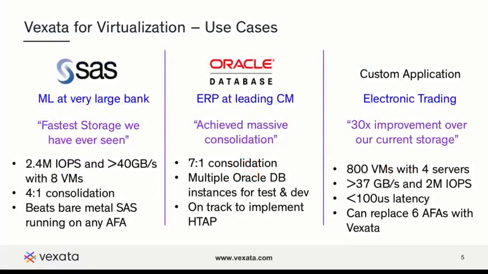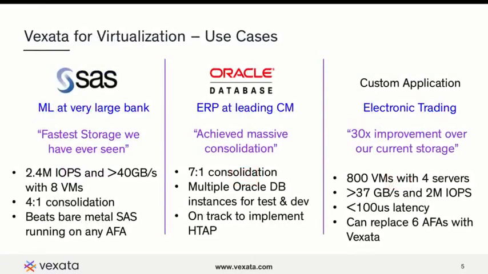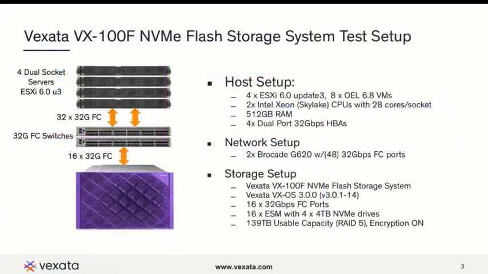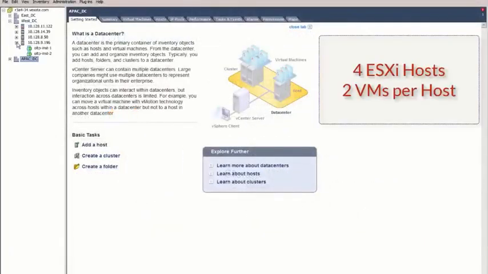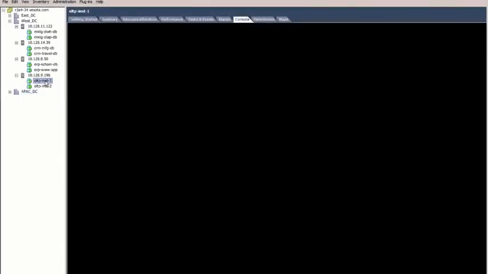applications such as SAS, as we did at a large bank for a machine learning use case, Oracle for ERP and a leading content management provider, as well as a custom application. The configuration used for today's demo includes 4 dual-socket servers on a 32 gig Fibre Channel network, all connected to the Vexata VX100 system. Looking at vCenter, open up the first OLTP client called OLTP1.